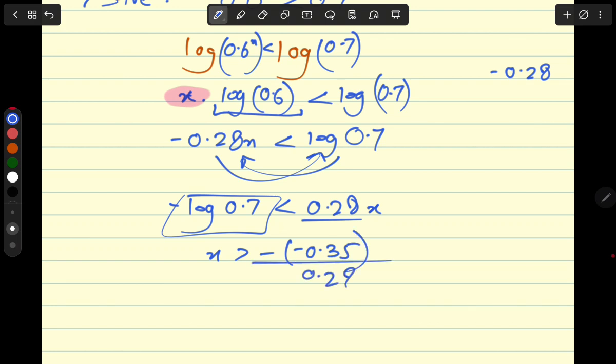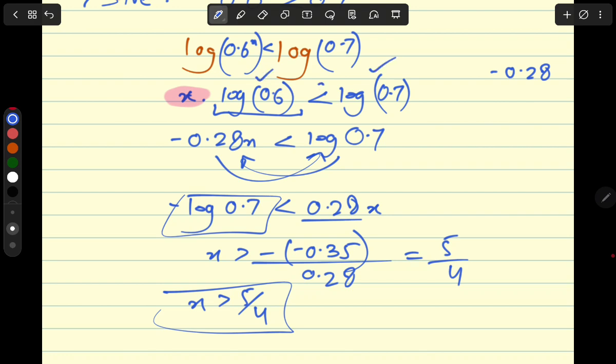Over 0.28. So this is going to be for 5 upon 4. Let's say I don't know what the answer is. So x is going to be greater than 5 upon 4. The answer is going to be positive because this is negative and this is negative. When you divide negative by negative, this is going to become positive. However, the sign is going to change.